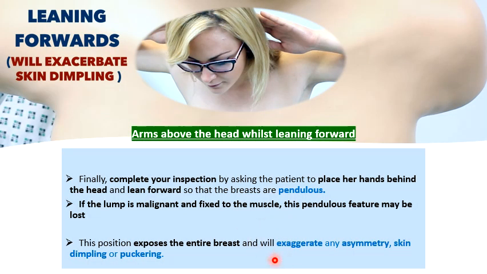Okay, finally, to complete the inspection, ask the patient to place her hands behind the head as shown in this picture here, and lean forwards. So the breast becomes pendulous. If the lump in the breast is malignant and is fixed to the muscle, this pendulous feature may be lost. This position also exposes the entire breast and will exaggerate any asymmetry, skin dimpling or puckering that may be present, which may be suggestive of malignancy.